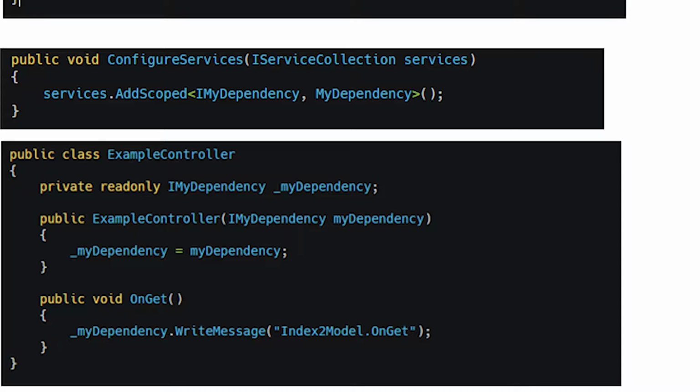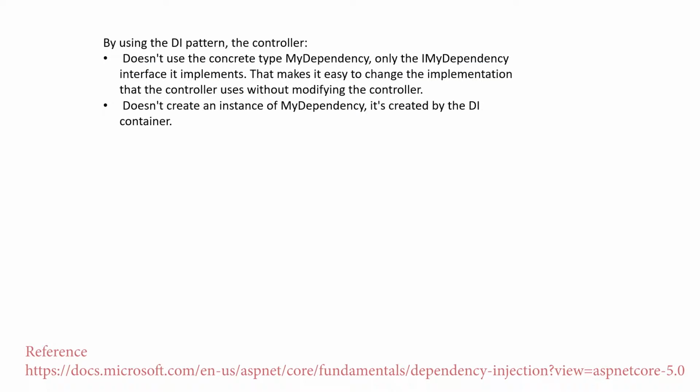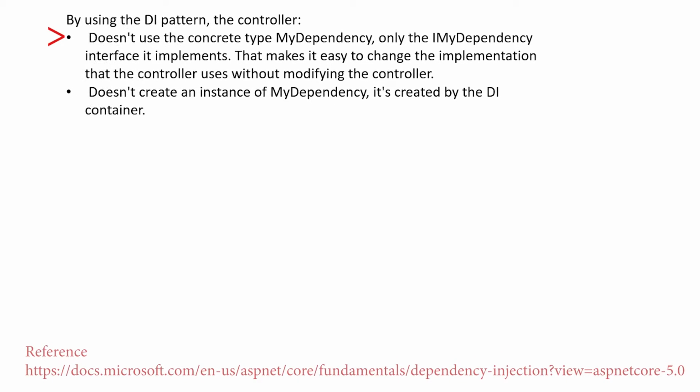In a controller class, you can see object type is interface. By using the DI pattern, the controller class does not use a concrete type MyDependency class, only the IMyDependency interface it implements. That makes it easy to change the implementation that the controller uses without modifying the controller. It does not create an instance of MyDependency class, it's created by DI container.